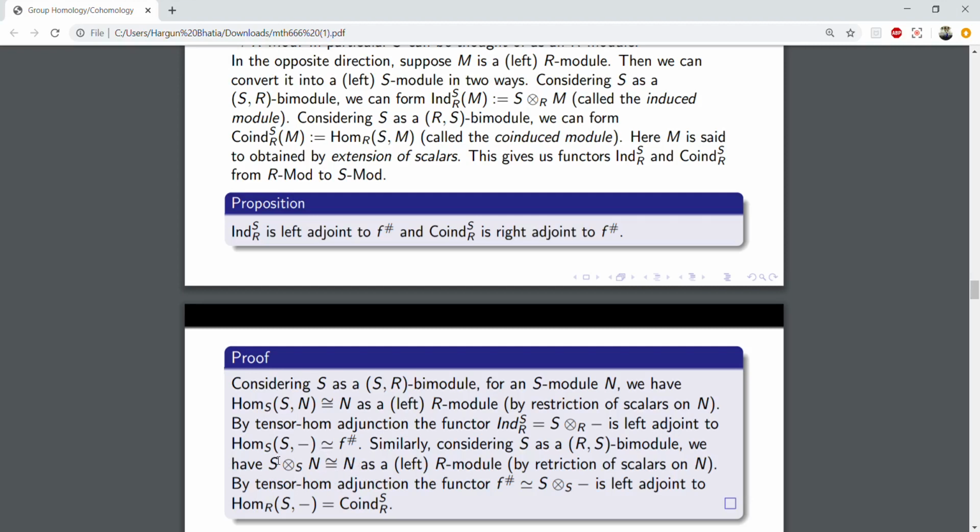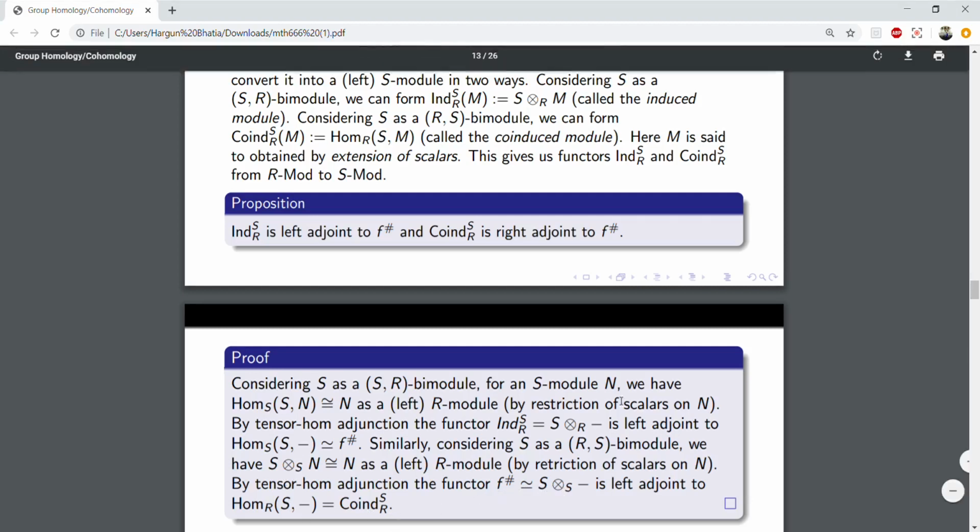The only difference here is whether S is considered a left R module or a right R module, in this case and in the previous Hom case. So this tells us that this functor F hash is naturally isomorphic to this, but we know that this is left adjoint to this Hom functor, therefore this is also left adjoint. So that proves the proposition.